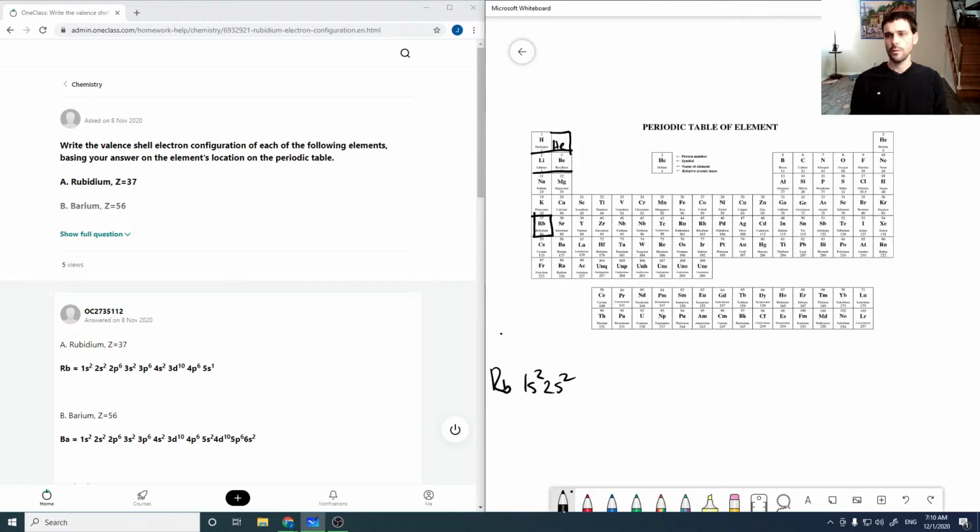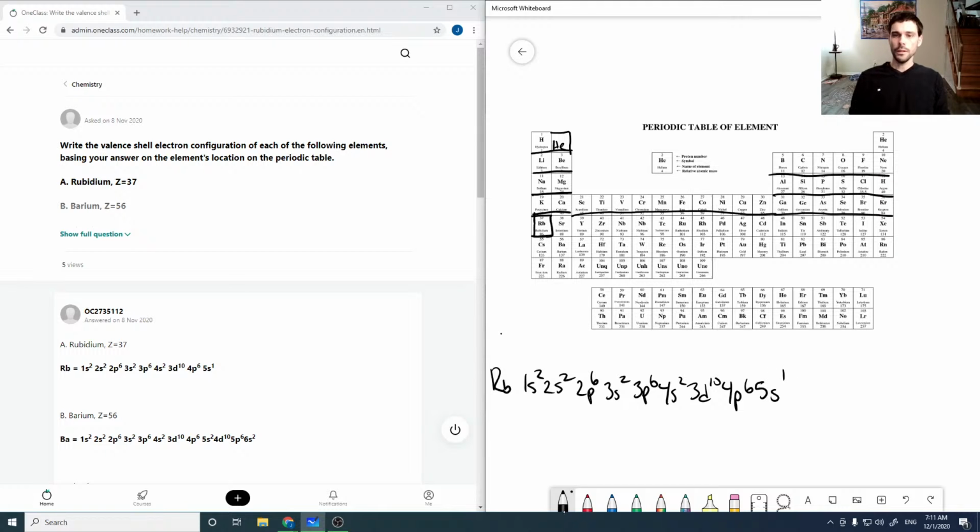2s2, 2p6, 3s2, 3p6, 4s2, 3d10, 4p6, and then 5s1. And so then there's our electron configuration for rubidium.